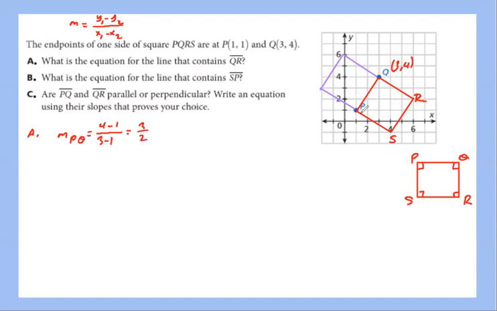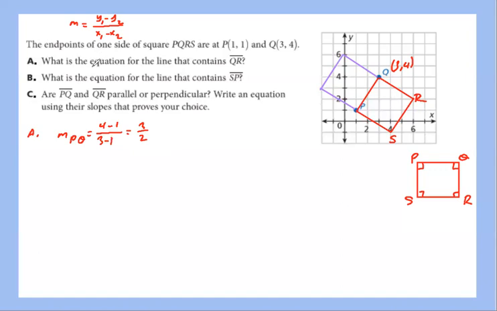You could do this as rise over run, because from this point to this point, you go 2 units right and 3 up. So rise is 3, run is 2. So that's the slope. But this is the slope for the line that goes through P and Q. So a line like this would have a slope of 3 over 2.